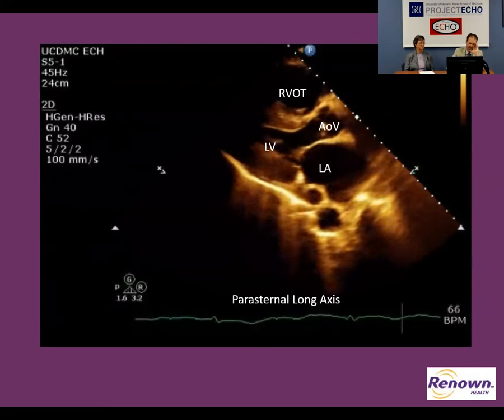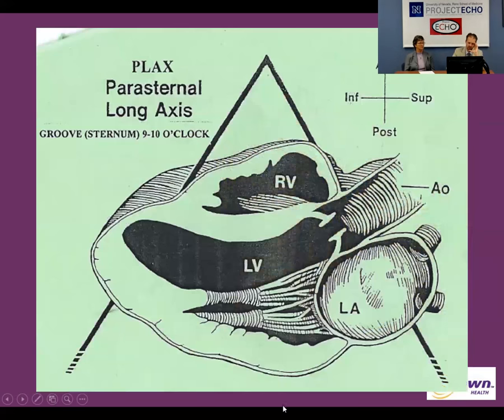And so there's the parasternal long axis view. This is going back to that card. Again, the anatomical structures: right ventricular outflow tract, left ventricle, left atrium, aorta, and the valves between the chambers, as discussed.